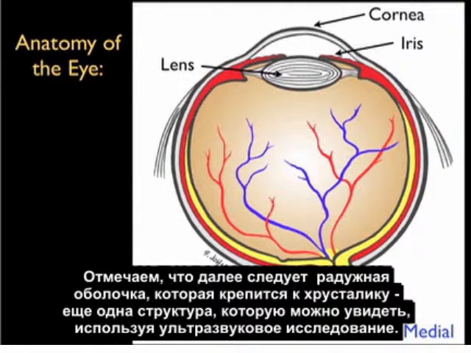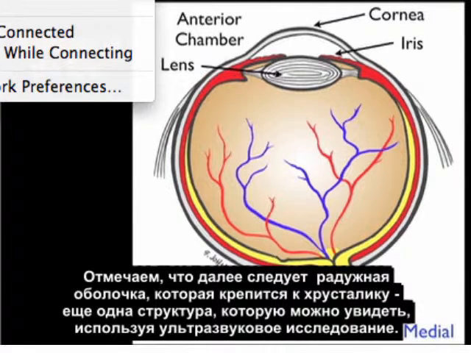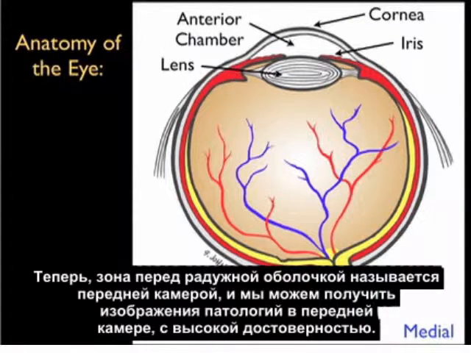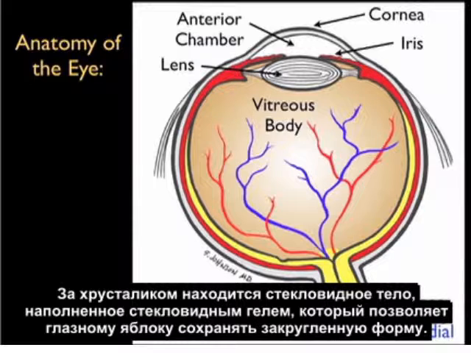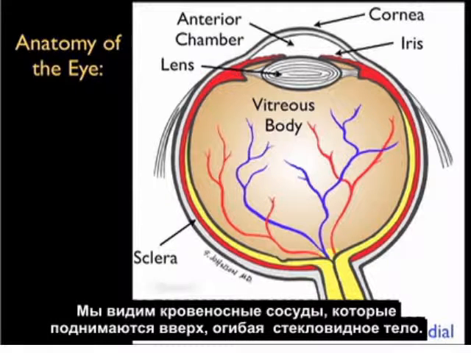We note the iris coming in to attach to the lens, another structure that can be seen using bedside ultrasound. Now that region anterior to the iris is known as the anterior chamber. And we can also image pathology within the anterior chamber, namely hyphemas. Now behind the lens is going to live the vitreous body filled with vitreous gel, which allows the eyeball to keep that rounded configuration. We see blood vessels arching up into the vitreous body.